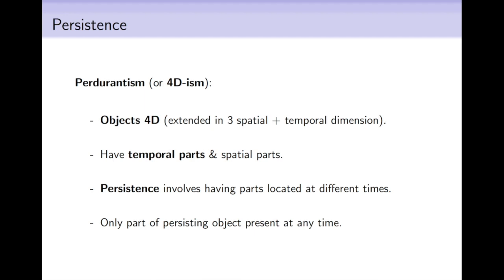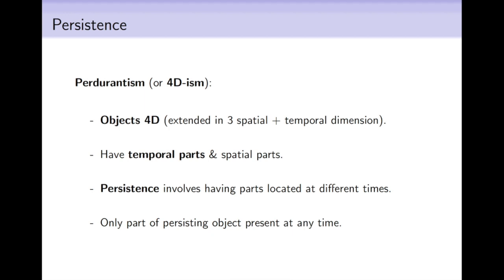So what is perdurantism, or four-dimensionalism? This is the view that ordinary objects, things like tables and chairs and people and planets and electrons, are not merely three-dimensional objects. Rather, they're actually four-dimensional objects. Not only are they extended in the three spatial dimensions, as we might ordinarily take them to be, having height, width, depth, but they're also extended in the fourth temporal dimension. So they have temporal extent as well as spatial extent.